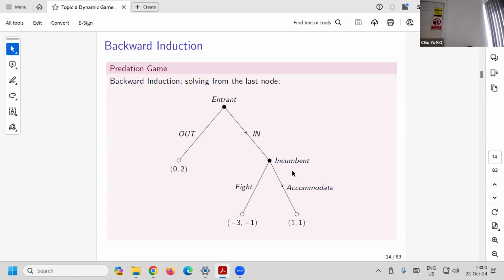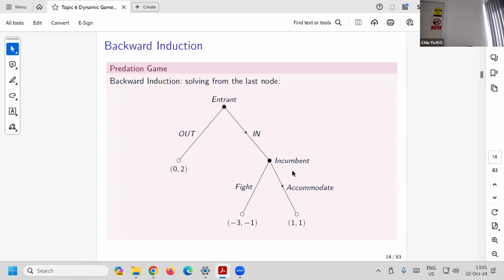In that case, his choice is fight or accommodate. In that case, accommodate would be the only rational thing to do. And that means that we can ignore the fight. That means the entrant only decides whether to go out, where he gets 0, or in, where he gets 1, because the fight will not be realized if we believe that the incumbent is normal, not crazy. If he's not crazy, then it will never be chosen.